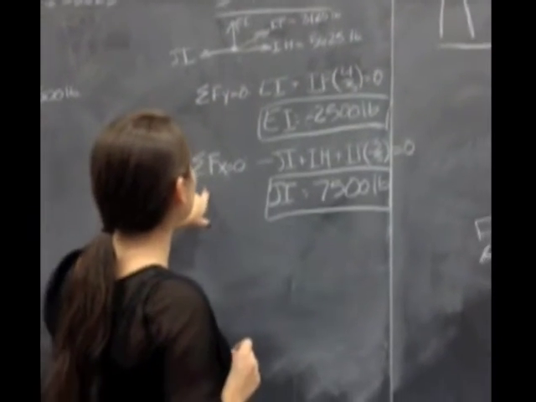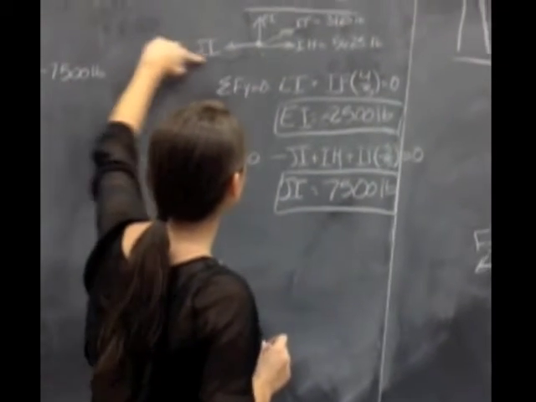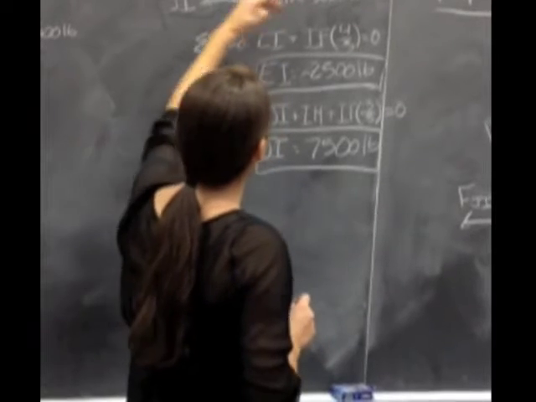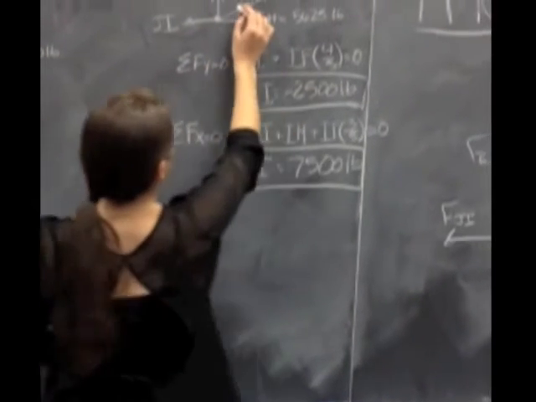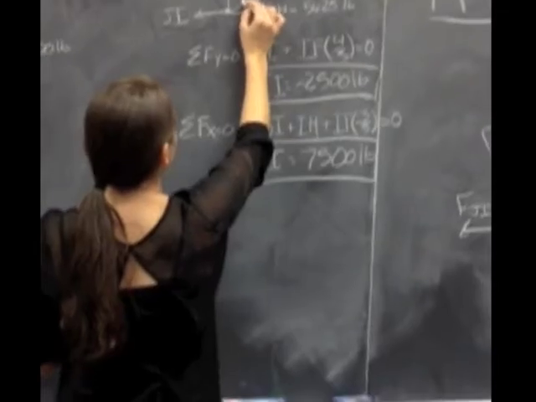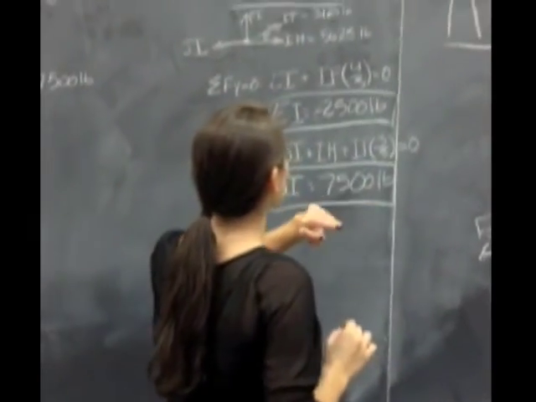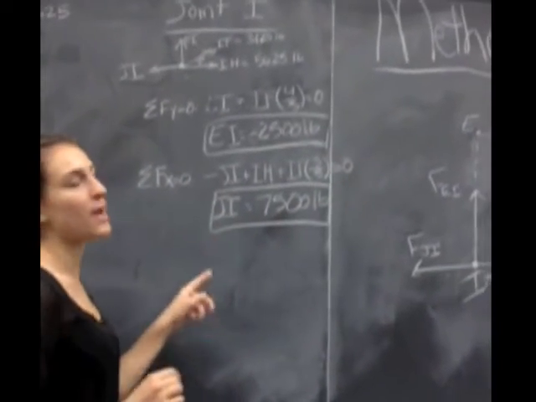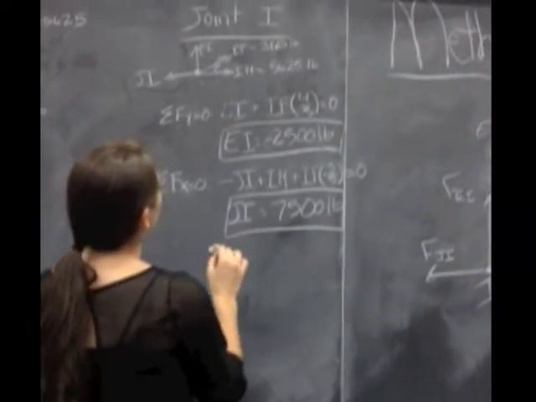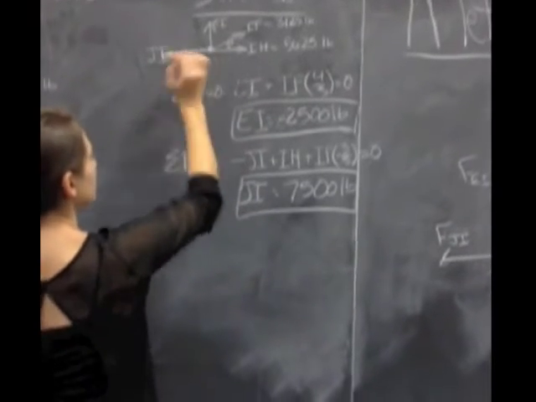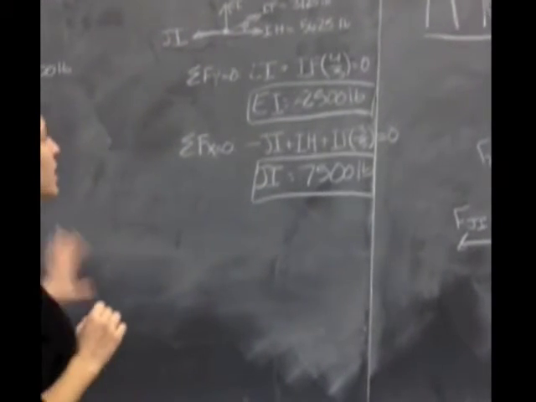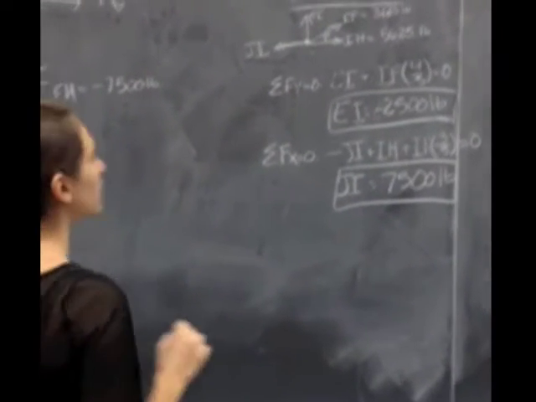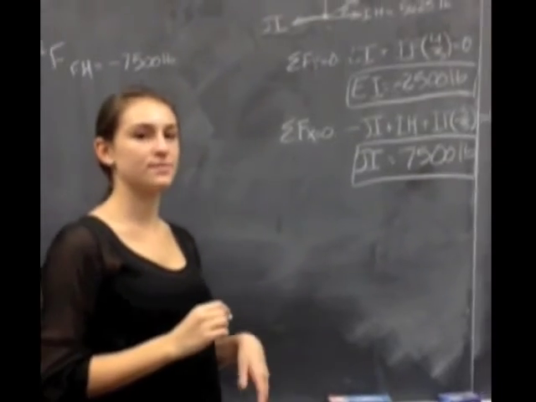Then we move on to our sigma Fx equals 0. What we have is this JI in the negative direction, plus the IH in the positive direction, plus the IF times, again, this 3/5 to make it horizontal. And that's in the positive direction, equals 0. When you solve for JI, you get 7,500 pounds. That's a positive number, which means that JI is working in this direction, and it is a tension force. So that's how we solve this problem using the method of joints. It's a little long, so now we're going to check out the actual easier way to do it.